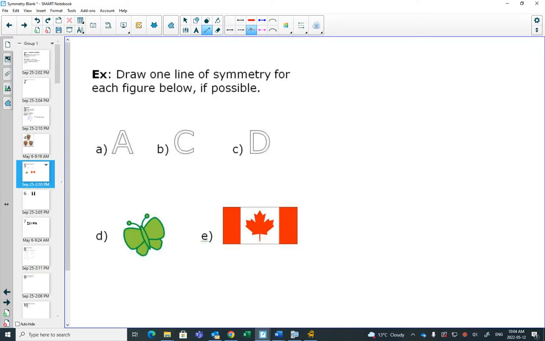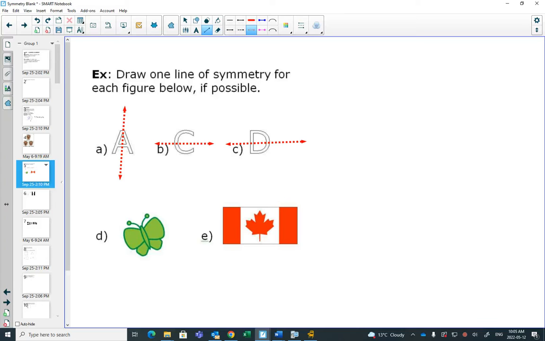Did you find out it was this one for the letter A? And the letter C like this? And the letter D like that? Are there any that have more? Or did they all have only one? Only one? I think so.